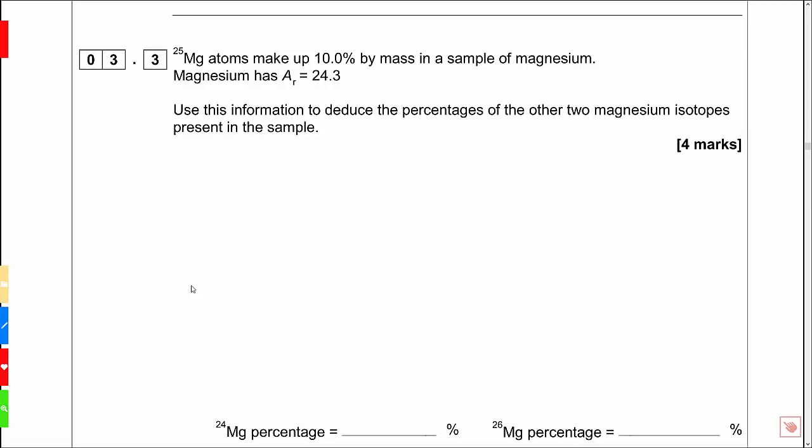And the issue comes because this question, similar to the last one, basically gives you a bit of a confusing one. It says that magnesium-25 atoms make up 10% by mass of a sample of magnesium. Magnesium has a relative atomic mass of 24.3. Use this information to deduce percentages of the other 2 magnesium isotopes. So we've got 2 unknowns here, which is a bit of a nightmare, really. So we know that magnesium-25 makes up 10% of the sample. So we can put that one in. We know that the relative atomic mass of 24.3 is going to be equal to 25.